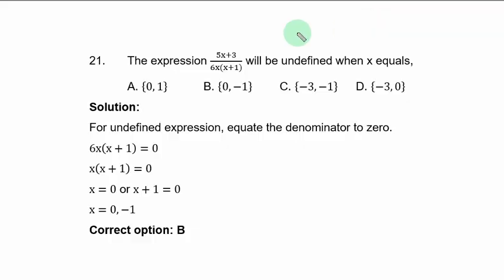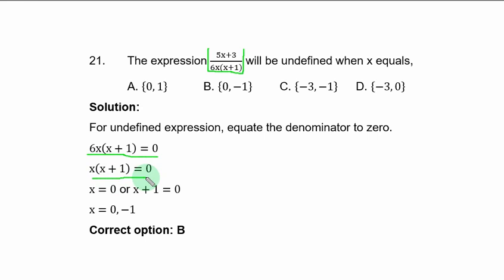Question 21. The expression 5x plus 3 over 6x bracket open x plus 1 will be undefined when x equals dash. For undefined expression, you equate denominator to 0. So you have 6x bracket open x plus 1 bracket close equal to 0. Divide through by 6, you have this result.